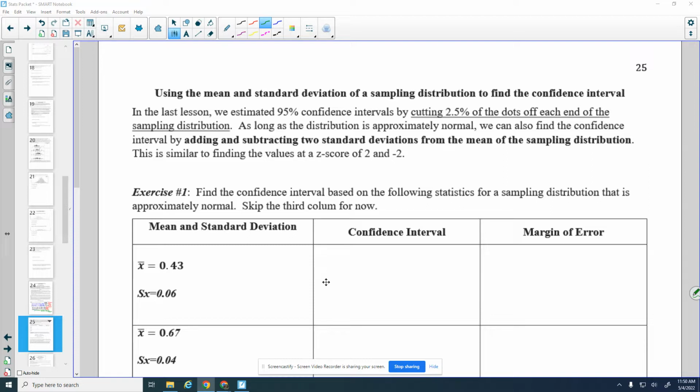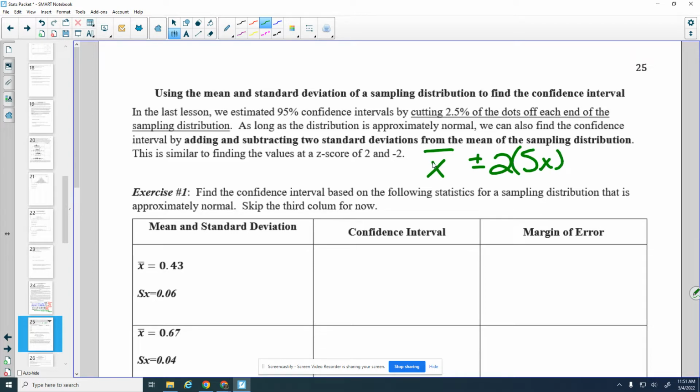In the last lesson, we estimated 95% confidence intervals by cutting 2.5% of the dots off each end of the sampling distribution. As long as the distribution is approximately normal, we can also find the confidence interval by adding and subtracting 2 standard deviations from the mean of the sampling distribution. This is similar to finding the values at a z-score of 2 and -2. So we're going to be using this formula, the mean plus or minus 2 standard deviations.